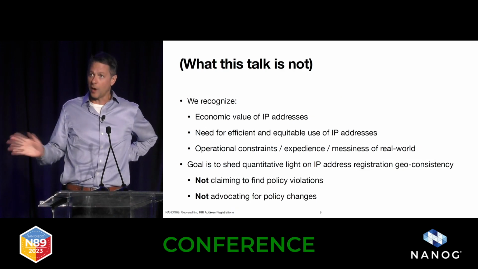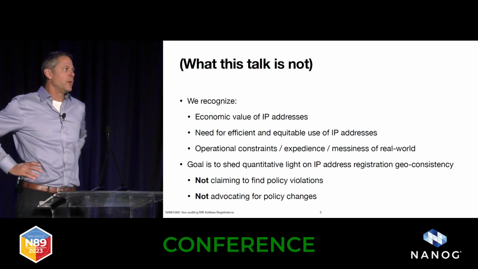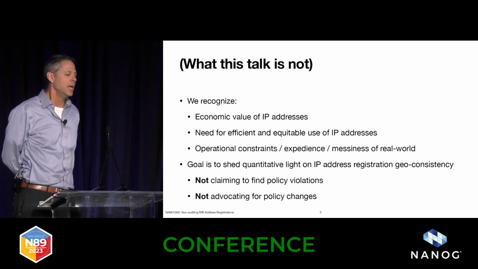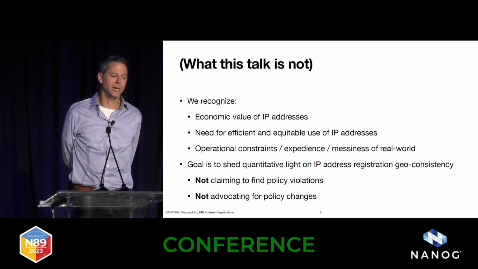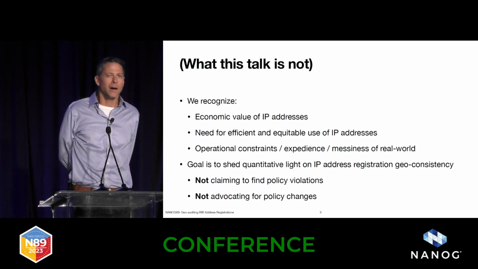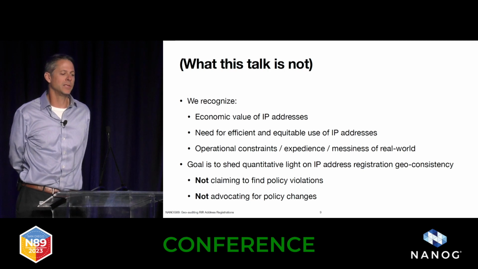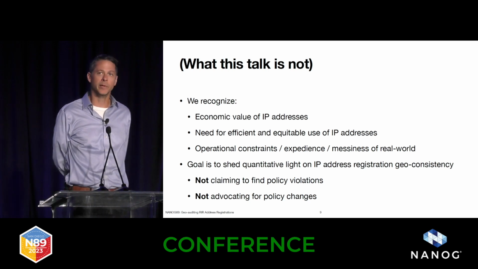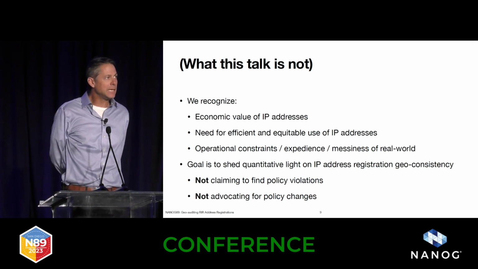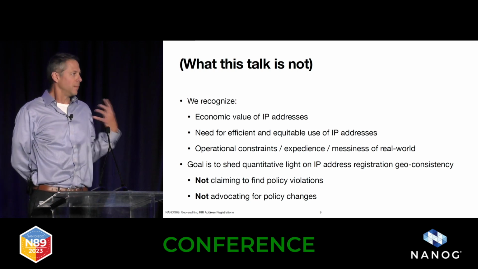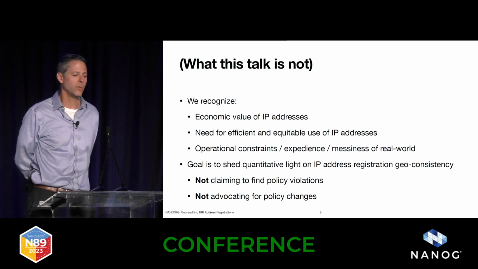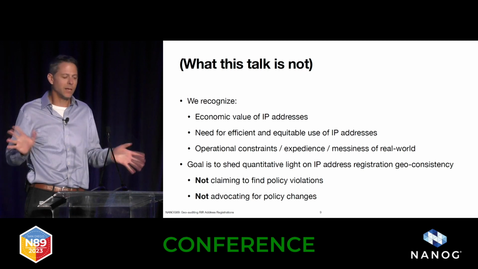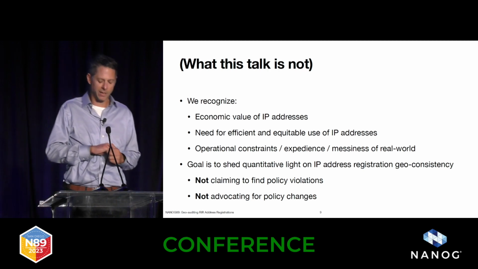I also want to try to be clear about what this talk is not. We certainly recognize that IP addresses are an economic resource. They have intrinsic value, and there's, of course, a need for efficient and equitable use of IP addresses. And also, recognize in talking to folks that there's real operational expediency that dictates how some of this happens. The real world is messy, so on and so forth. So again, the goal here is to shed some more rigorous light on what's going on with IP address registration geoconsistency. We're not trying to claim that we're finding policy violations and certainly not advocating for policy changes.